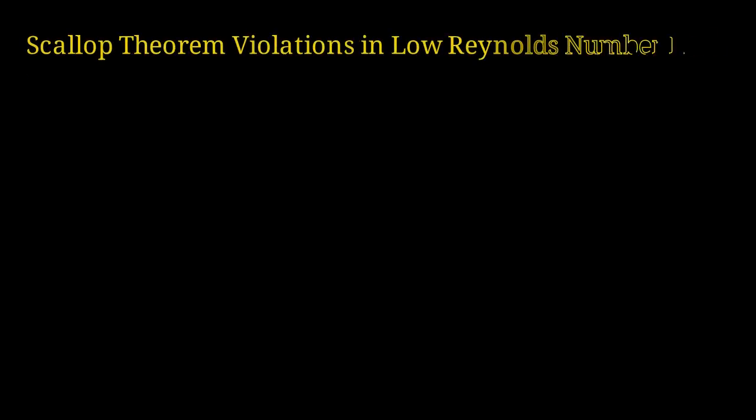Welcome to this lesson on one of the most fascinating phenomena in fluid mechanics, violations of the Scallop theorem. We're going to explore how reciprocal swimmers cannot move at low Reynolds number, yet droplets can self-propel through clever mechanisms.